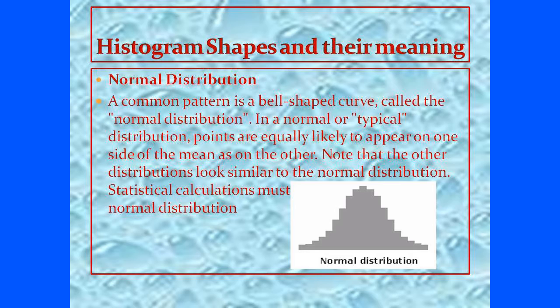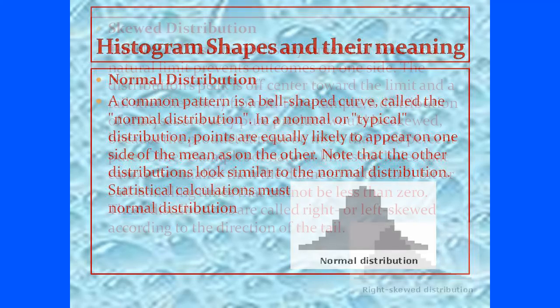A common pattern is a bell-shaped curve called the normal distribution. In a normal or typical distribution, points are equally likely to appear on one side of the mean as on the other. Note that other distributions can look similar to the normal distribution. Statistical calculations must be used to prove the normal distribution.